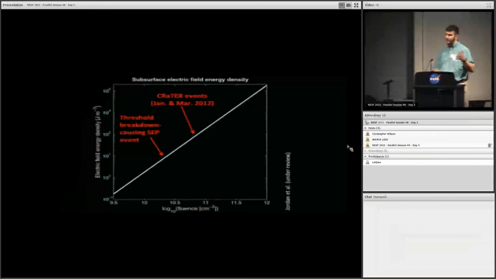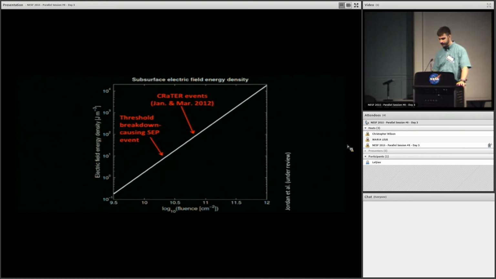CRaTER has seen a few decent-sized SEP events. These are the two biggest in January and March, and they were fairly similar. Not much more fluence than a threshold breakdown-causing event. But because the electric field energy density depends on the strength of the electric field squared, it's about an order of magnitude greater energy density.